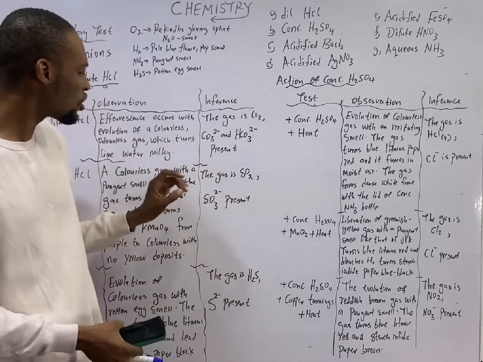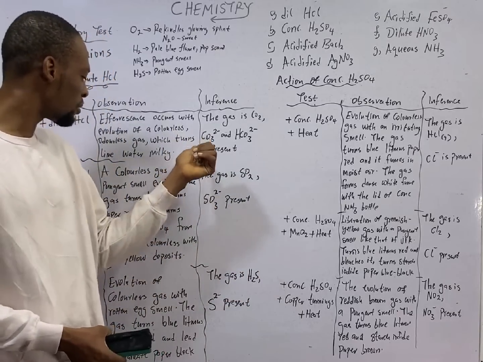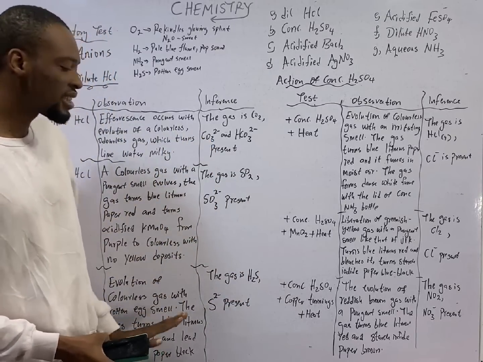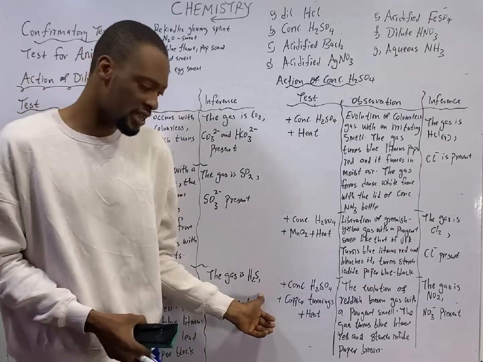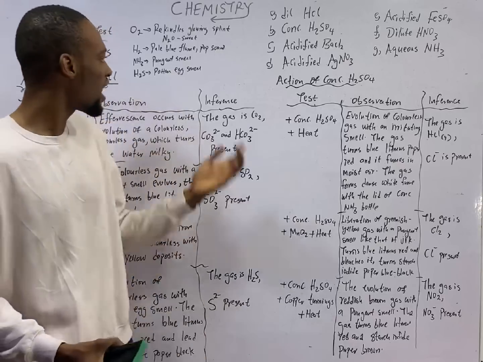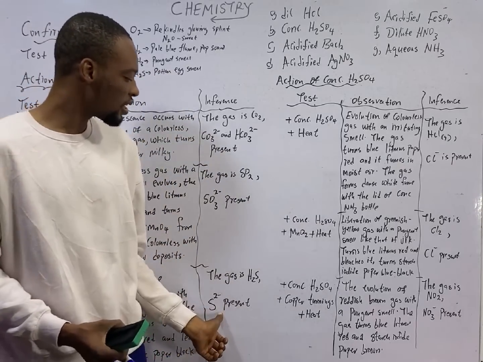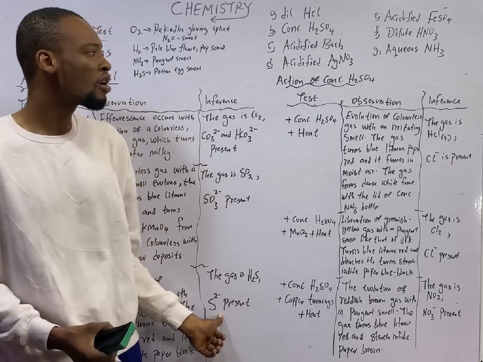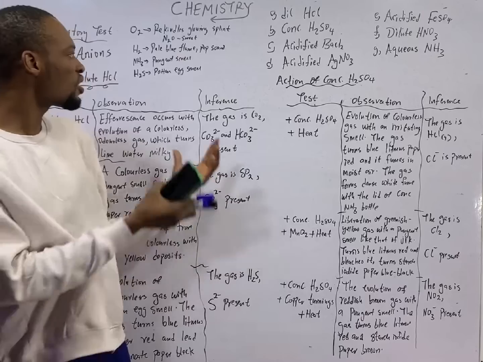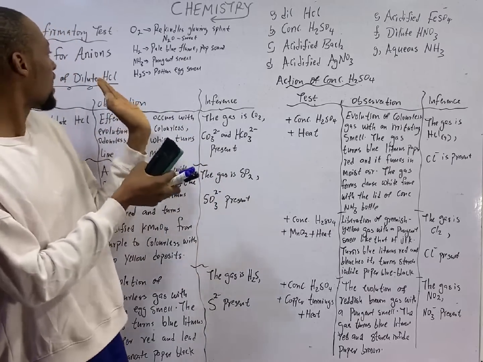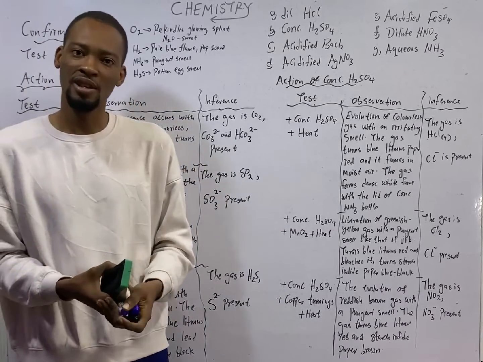It is all these keywords you should look at. Rotten egg smell, that is H2S, the gas present. And the anion present is simply S2-, sulfide ion. These are the hot cake tests for anions using dilute HCl.